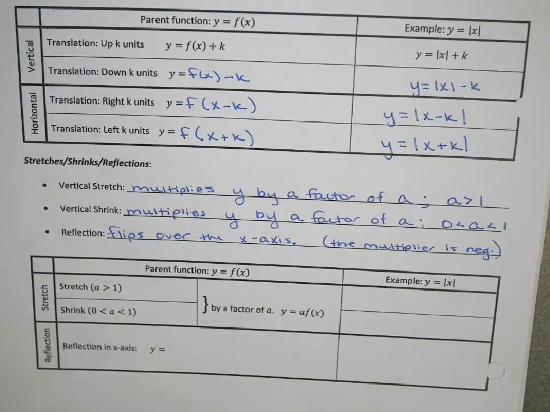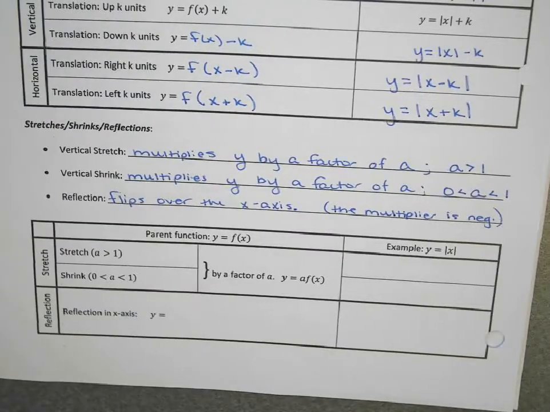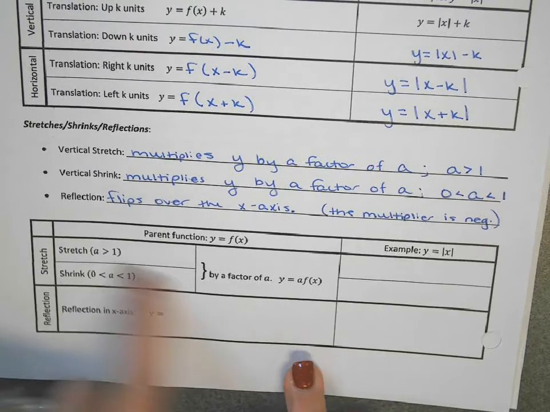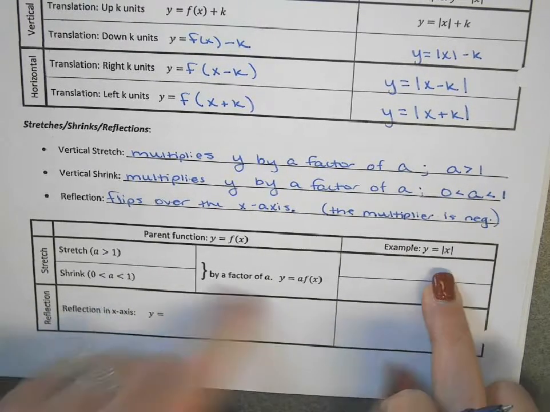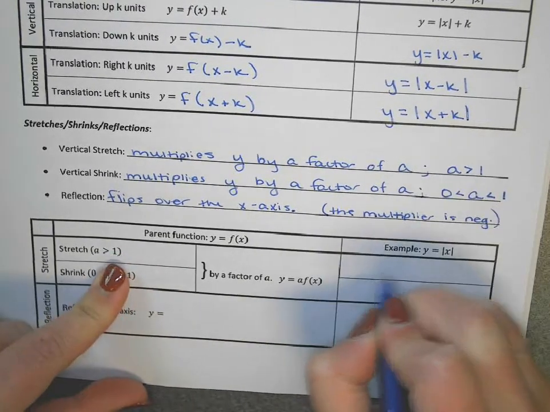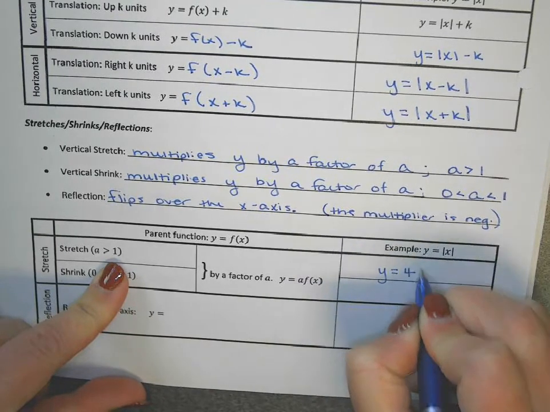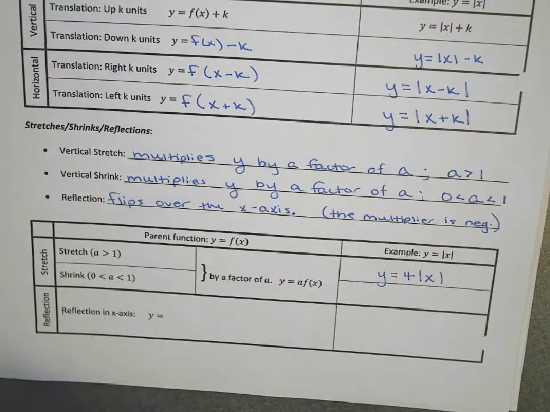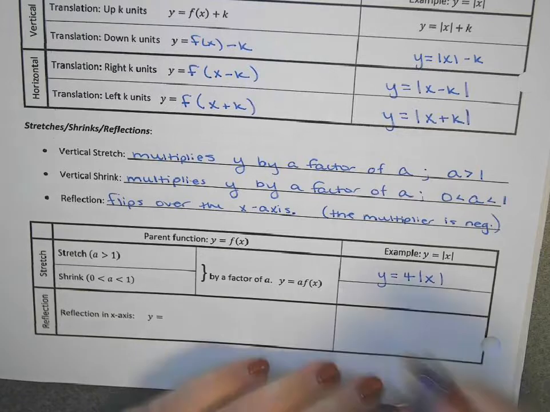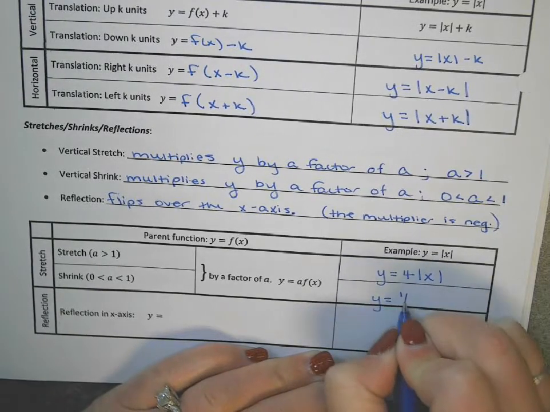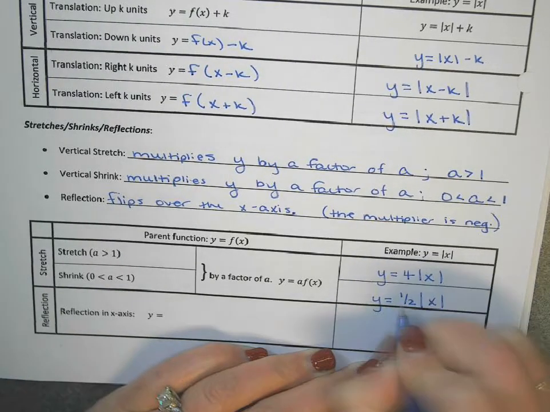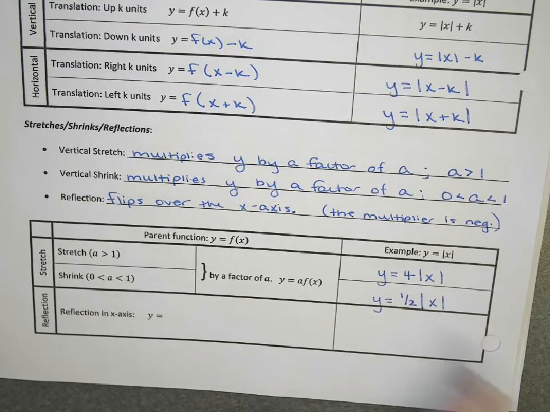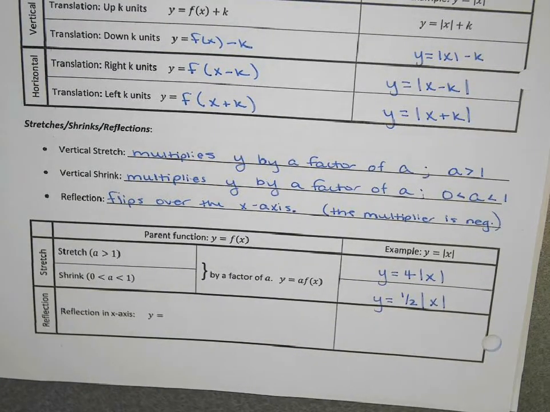Okay. So we're going to do a couple of examples. So a vertical stretch, an example of a stretch would be if you had like y equals 4 times the absolute value of x. 4 would make it a stretch. Whereas if you had y equals 1/2 times the absolute value of x, that would be a shrink, because 1/2, when you multiply by 1/2, things get smaller.